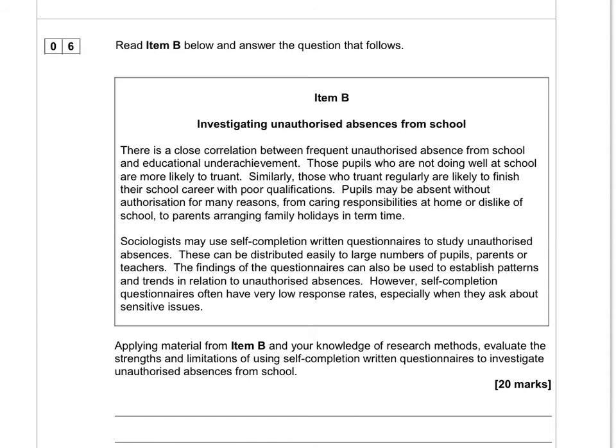Applying material from item B and your knowledge of research methods, evaluate the strengths and limitations of using self-completion written questionnaires to investigate unauthorised absences from school. And this is out of 20 marks.